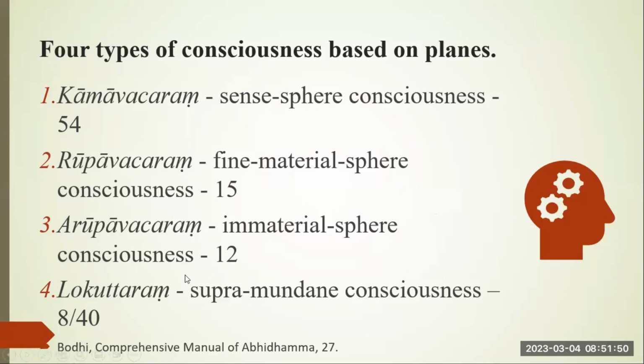I will summarize again. There are 54 sense sphere consciousness called Kamavachara Chittas. There are 15 fine material sphere consciousness called Rupavachara Chittas. There are 12 immaterial sphere consciousness called Arupavachara Chittas. There are 8 or 40 supramundane consciousness called Lokuttara Chittas.